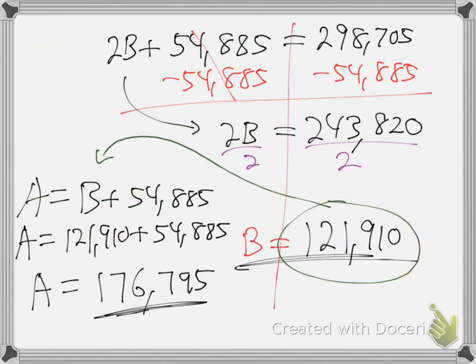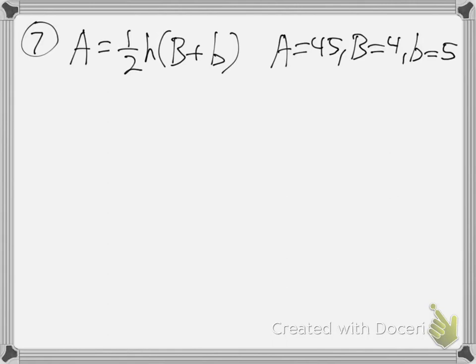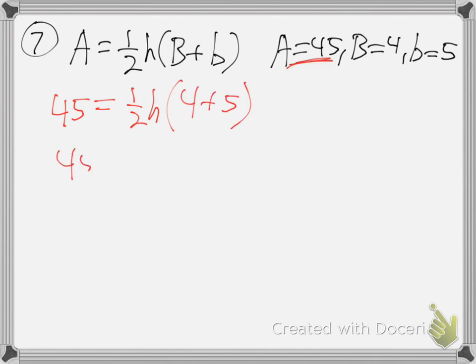All right. I just want you to plug everything in and work out the numbers. So give it a go. Yeah, let's plug stuff in. So A is 45, so that goes over here. H, I don't know. Capital B is 4, little b is 5. So it's 45 plus a half H times 9. Good to there? Now, what'd y'all do at this point?